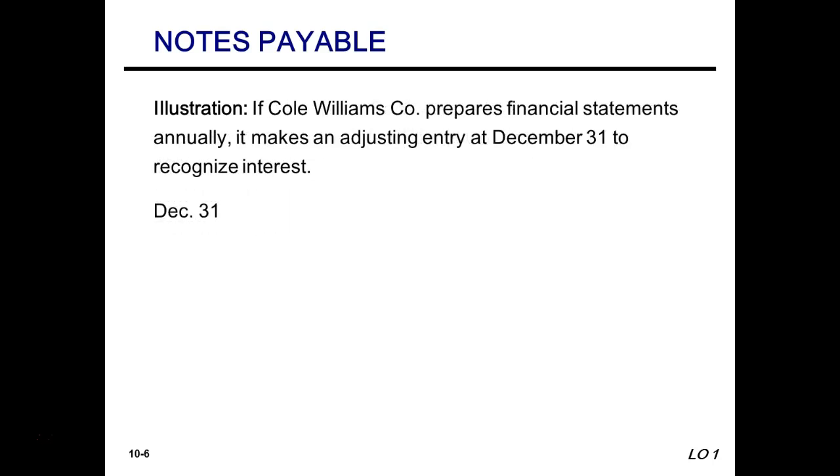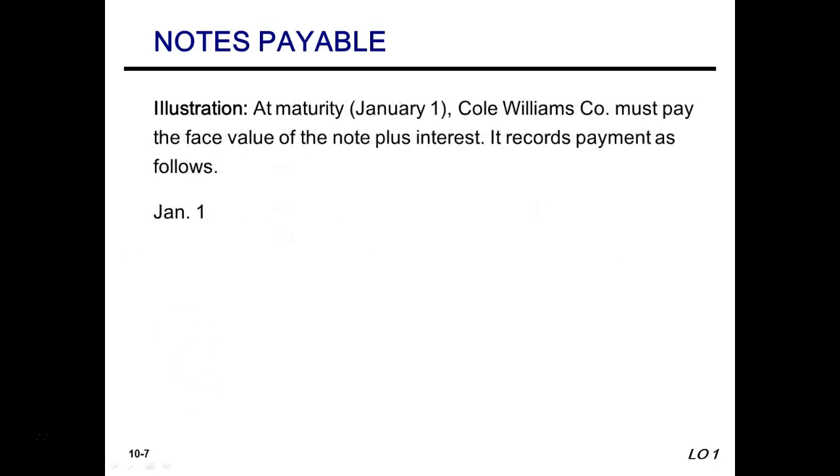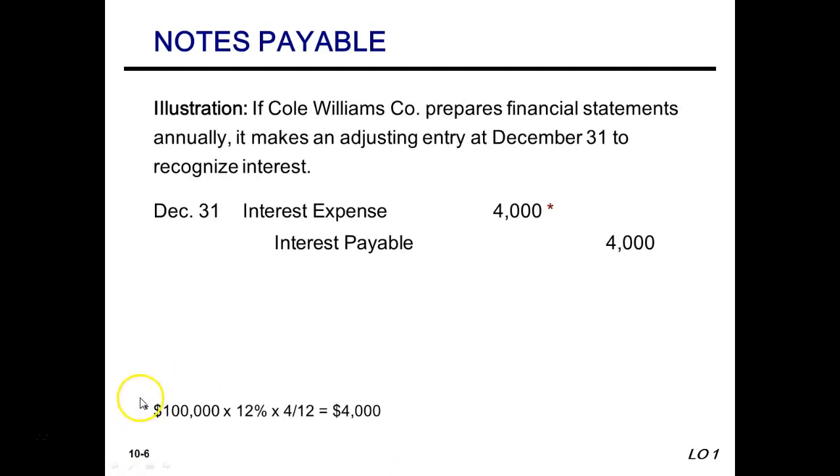And then, if Cole-Williams prepares its financial statements annually, it makes an adjusting entry on December 31st to record or recognize that interest. To calculate the interest, we look at the calculation at the bottom of the screen. We take the principal times the annual interest rate, which they provided in the previous slide was 12%. But since we're only holding it for 4 months, we make it times 4/12, which gives us $4,000.